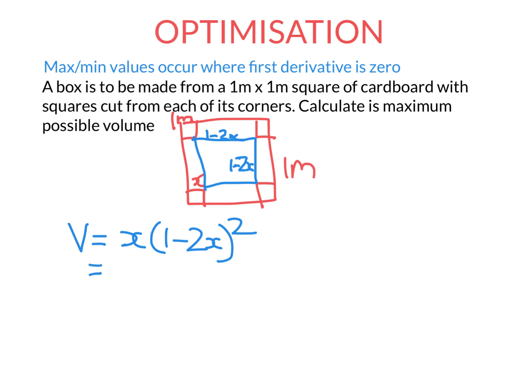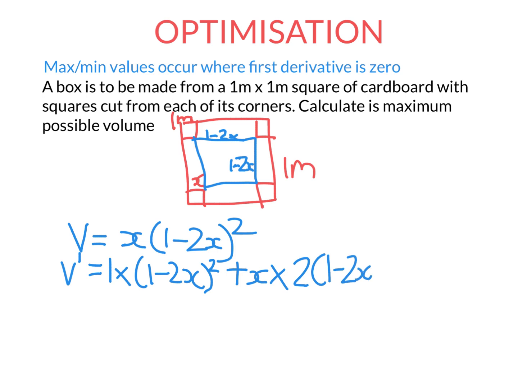The product rule tells me the derivative of v will be the derivative of the first, which is 1, times the second. And then product rule is always plus, so it'll be the first times the derivative of the second. For the derivative of this here, I'm going to use the chain rule. I move the power to the front, decrease the power by 1, but I also need to remember to multiply by the derivative of what's inside. And of course, the derivative of negative 2x is just negative 2.